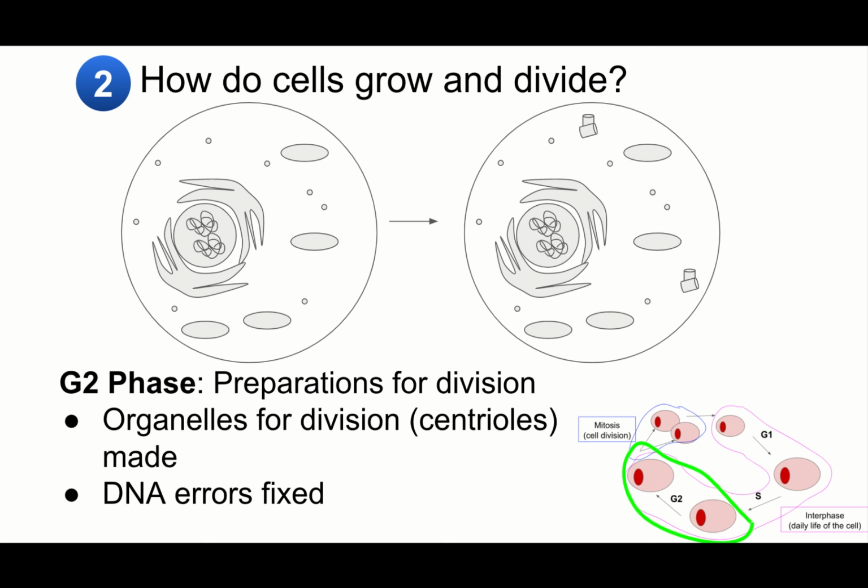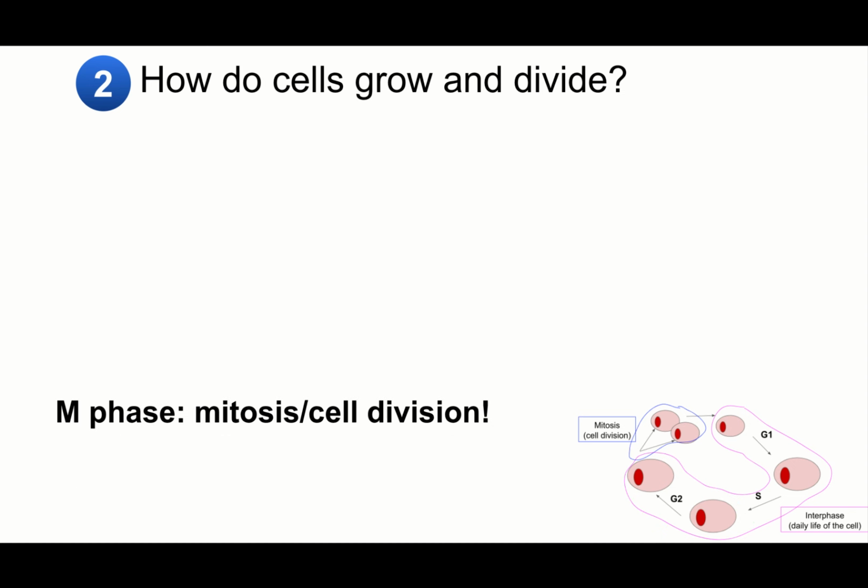So at the end of G2 phase, our cell looks pretty similar. It's not a lot bigger. We do have these guys, centrioles, they have appeared, and our DNA is now fixed up. There shouldn't be any or many mistakes left in it. And at the end of G2 phase, we move into M phase, this last small part of our cell cycle.